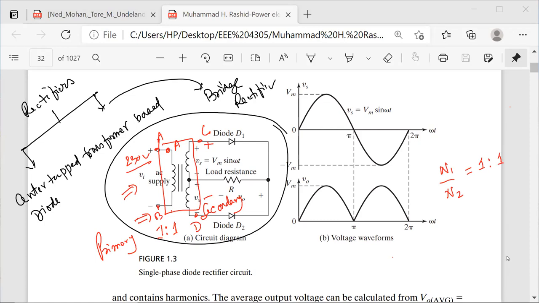So I asked you a question. You have applied a voltage from A to B, here to here. This voltage is 230 volt. If the turn ratio is 1:1, what will be the voltage between C to D? Same voltage, sir, 230. 230 volt.